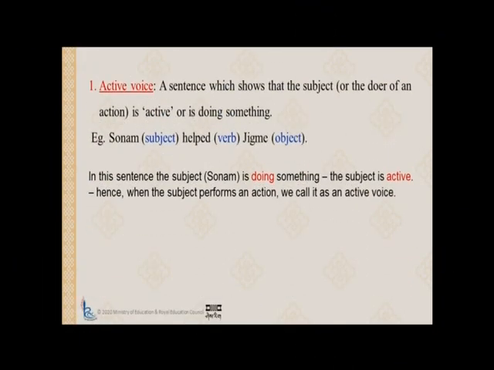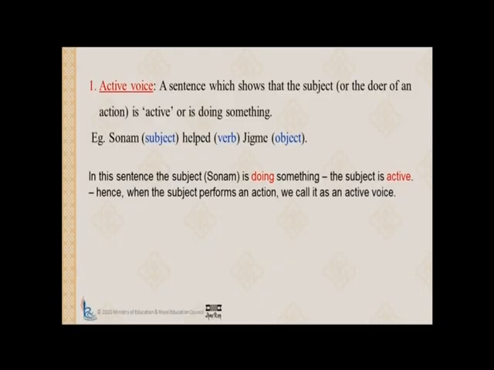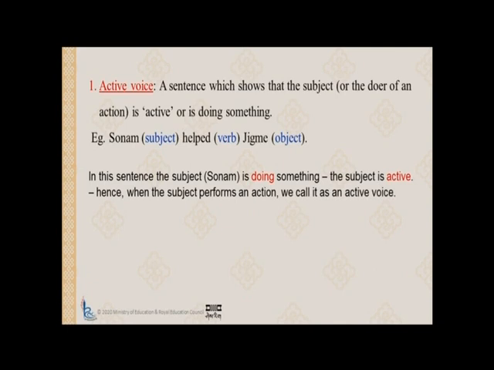First, let's see what is an active voice. An active voice is a sentence which shows that the subject or the doer of an action is active or is doing something. To make it more clear, let's see the example there. The example, Sonam helped Jigme. When we say Sonam helped Jigme, Sonam is the subject there, helped is the verb, and Jigme is the recipient of the action, the object.